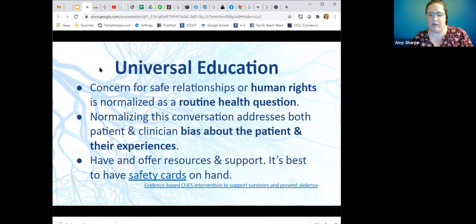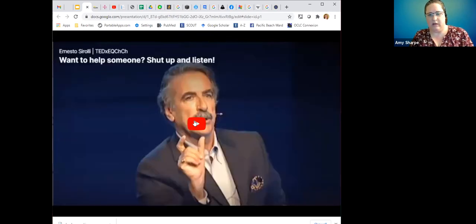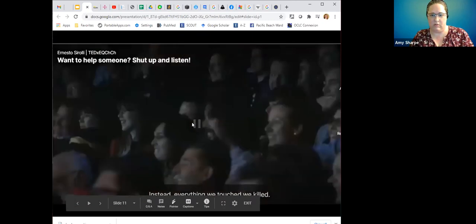With that in mind, it's best to have safety cards on hand, and that hyperlink there has some resources for you to have those cards. And if they don't want to take the card, don't try to push it, because that could warrant a safety risk for them depending on their situation. So the next one is ask, but before we do that slide, I want to share this video with you. And hold on, let me just make sure that my audio is on.